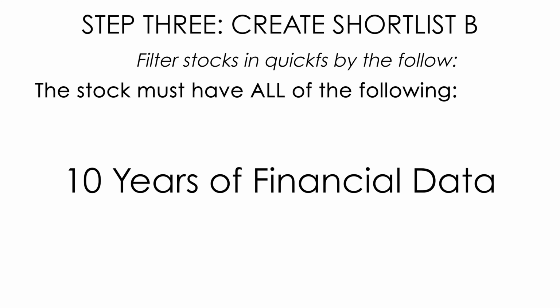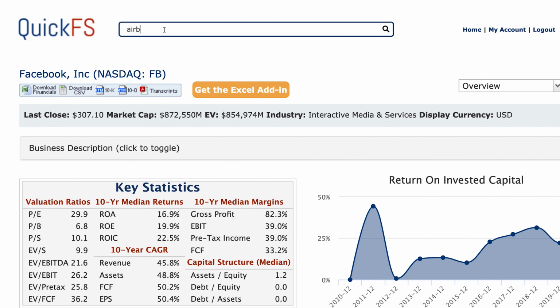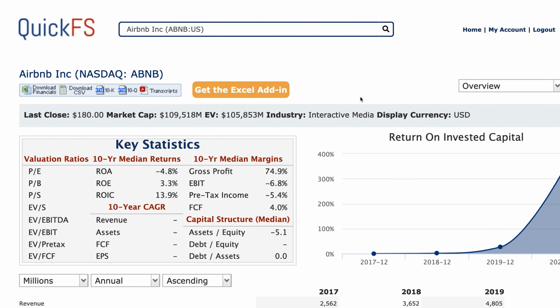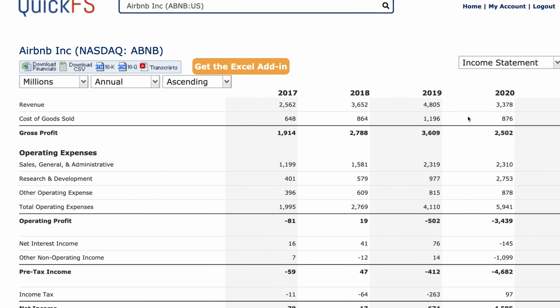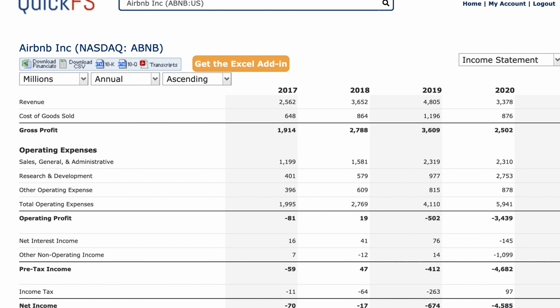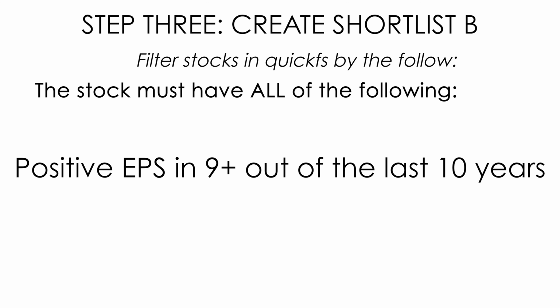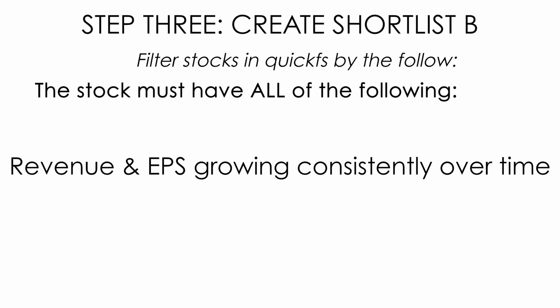So the criteria that you want to filter businesses by are the following. The business needs to have 10 years of financial data. You'll enter some companies into QuickFS and it will only show you data for the past 4 or 5 years. That will be because there isn't 10 years of public history for that business yet. Earnings per share on the income statement should be positive in 9 out of 10 years. We want consistently profitable businesses. Revenue at the top of the income statement and EPS at the bottom of the income statement should be consistently growing over the 10 years.